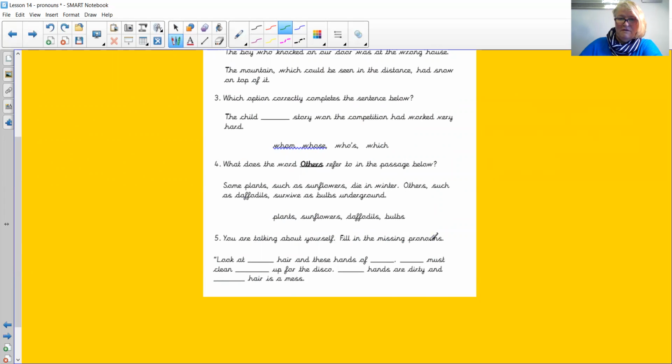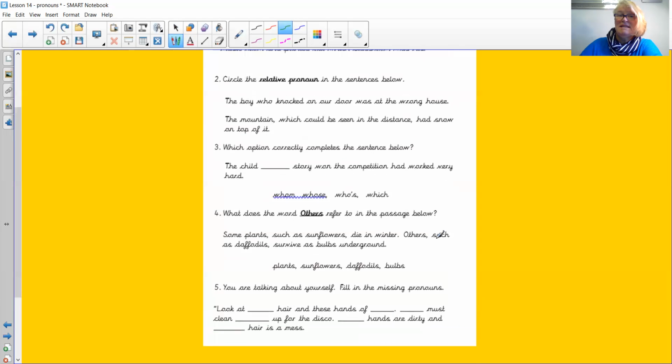You're talking about yourself. Fill in the missing pronouns. Okay, you all right? That one? What sort of pronouns are they going to be? What ones are you going to use, do you think? It's likely to be personal ones, isn't it?